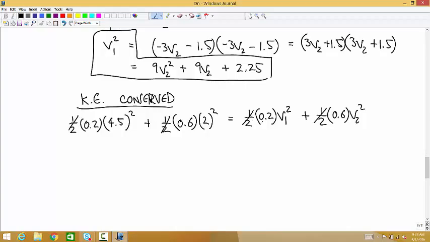We'll cancel all the halves, divide everything by 0.2, and we get, what's 4.5 squared? So 20.25 plus, I think this is, no, because I divided everything by 0.2. I'm sort of skipping steps here. So this will be 12. This will be V1 squared. And this will be 3V2 squared. And then we can substitute this in for that.